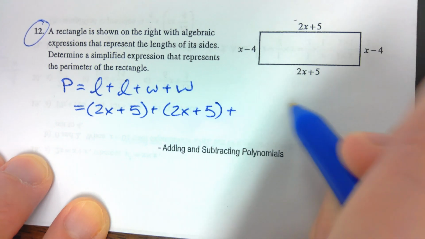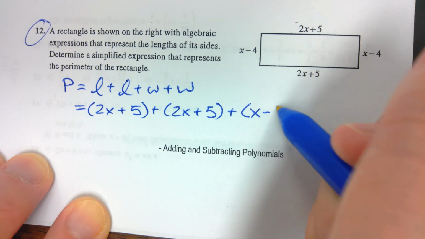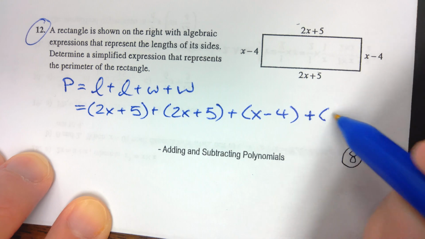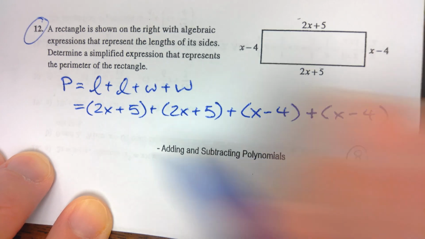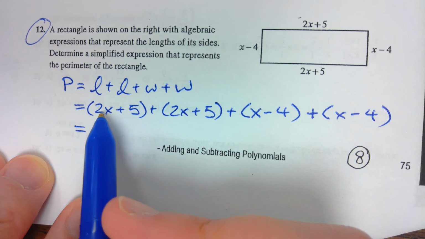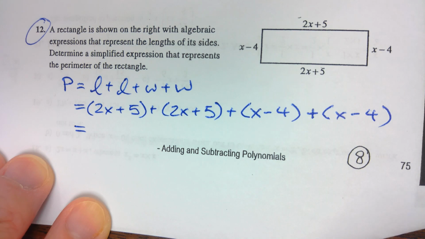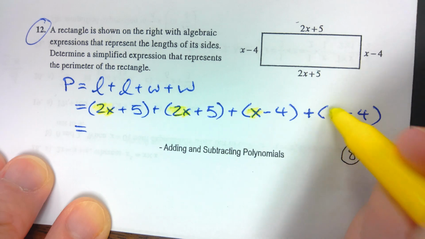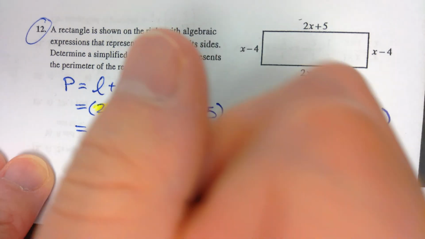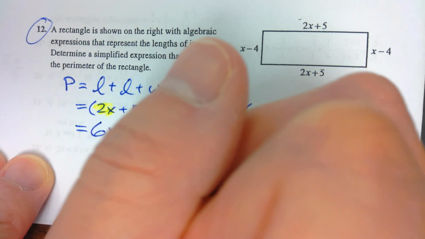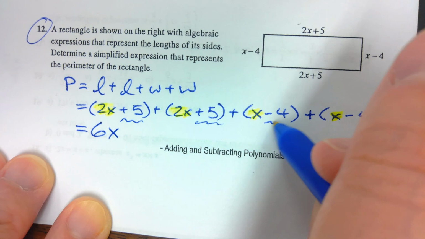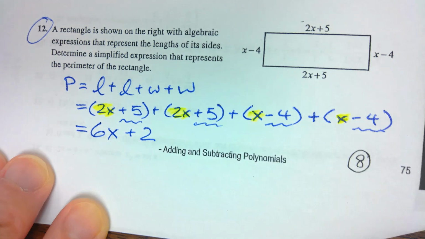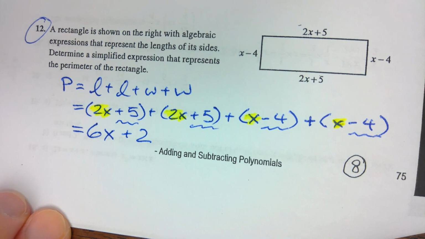Yeah, I know a lot of you guys already know how to do multiply. Okay, good. And then now I can add up all my x's. So 2x, 2x, x, x. So you get 6x, and then the 5, the 5, the -4, the -4, you get +2.